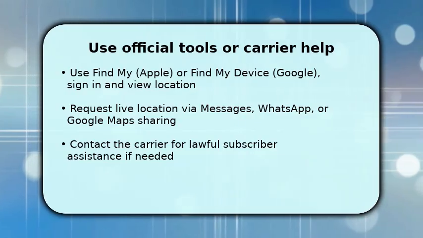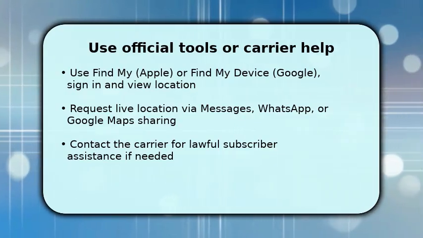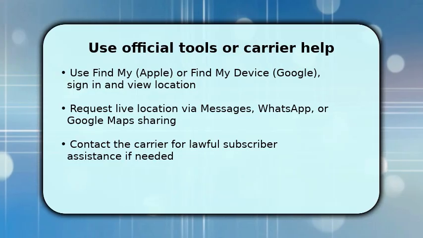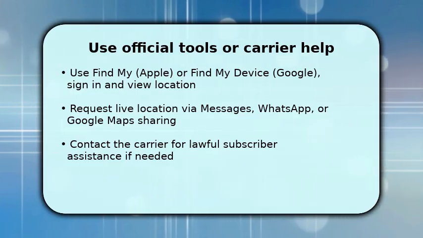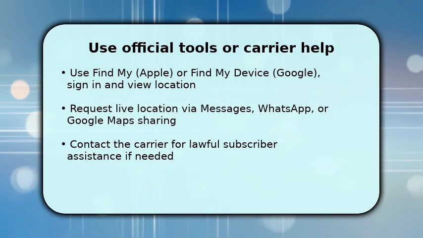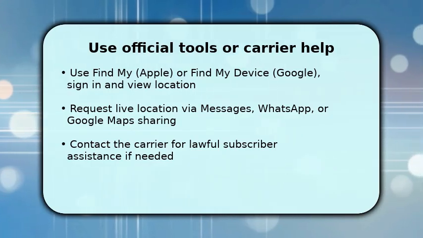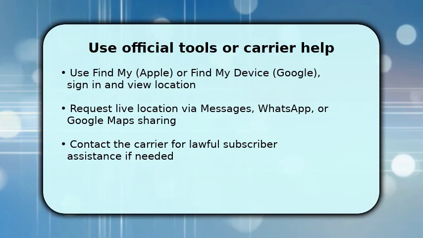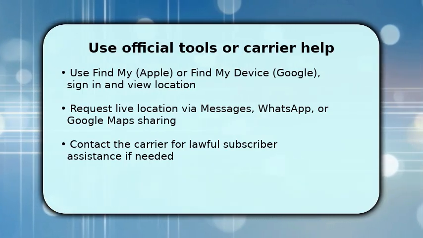Next, you use official channels to get location data. For Apple, use Find My. For Android, use Google's Find My Device. Sign into the associated account and check the last reported position. Alternatively, request live location through Messages, WhatsApp, or Google Maps. These require the owner's explicit share.